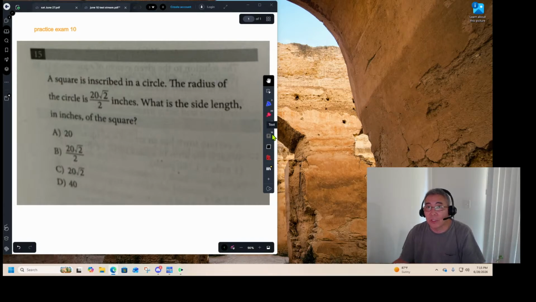So today we're doing this problem from practice exam 10. A square is inscribed in a circle. The radius of the circle is given. What is the side length in inches of the square?